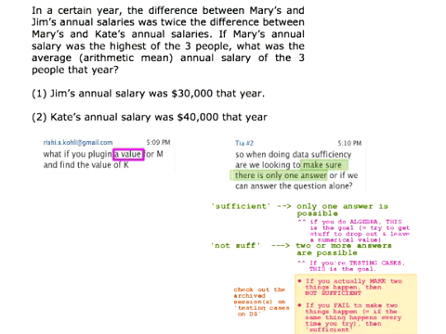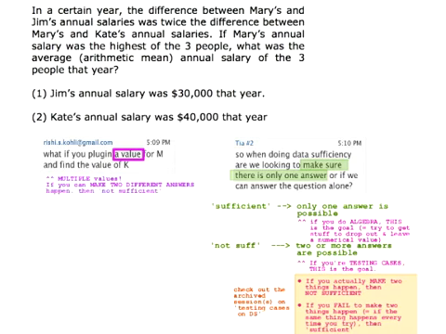So it's not a value. You have to plug in a whole bunch of different values and see what happens. So multiple values. And then if you can make 2 different answers happen, then not sufficient. So let's talk about that, right?